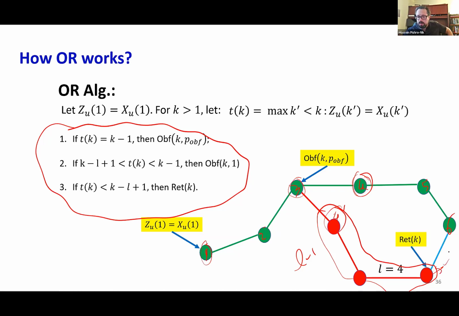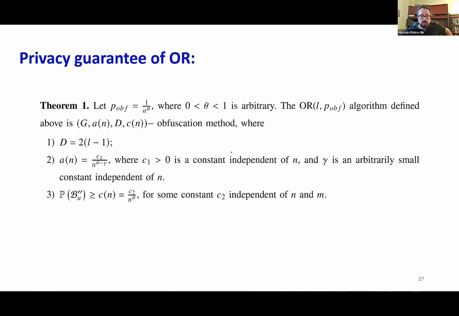Try to return to the original path. And of course, you are doing it in multiple steps. So this is the idea of the Obfuscate-Return algorithm, and the details are provided here. Now, it turns out that if you do this, then you can achieve those privacy guarantees that we mentioned.